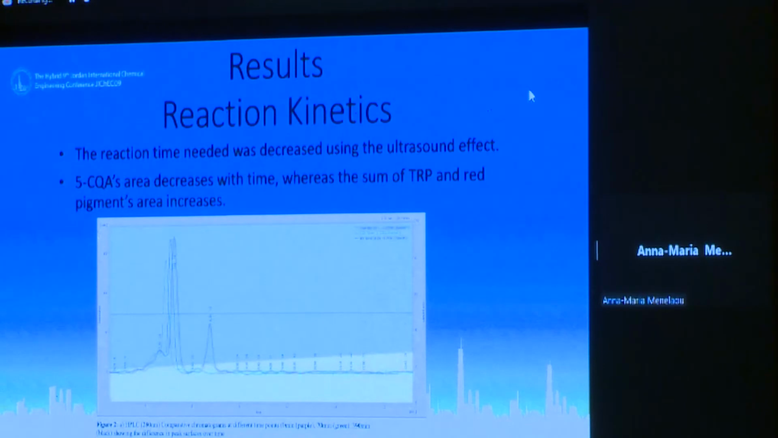The second peak was identified as the second reactant 5-CQA. During the reaction, the 5-CQA peak was decreasing and it was not detectable after 6.5 hours.